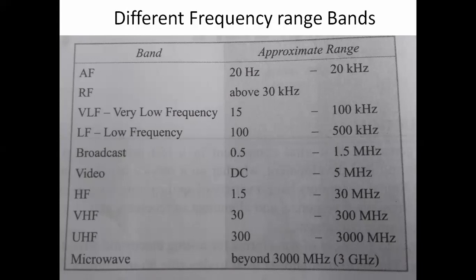And VHF, very high frequency, is 30 megahertz to 300 megahertz. UHF, ultra high frequency, is 300 megahertz to 3000 megahertz. Microwave is more than 3000 megahertz. More than 3000 megahertz is considered the microwave frequency range.